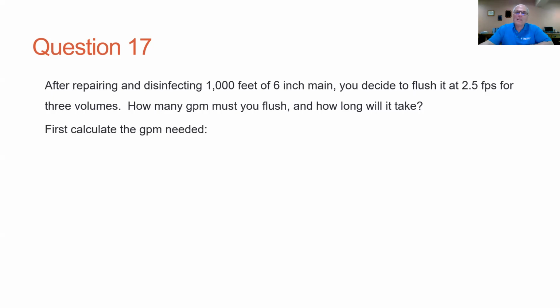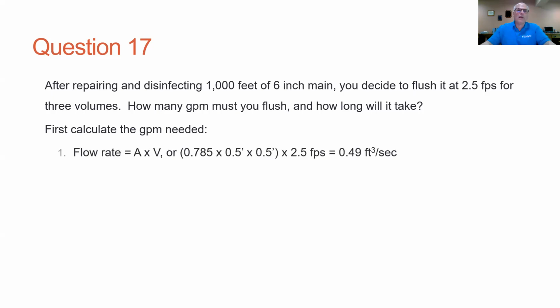First, I'm going to calculate the gallons per minute that's needed to achieve a 2.5 foot per second velocity in that 6-inch main. No matter how long it is at this point, technically you should be under 1,200 feet because you don't want to get friction involved in this. But when I'm under 1,200, I'm going to use this 2.5 foot per second velocity. For the 6-inch main, I'm going to do it this way. The flow rate equals the area times the velocity, or 0.785 times 0.5 feet, the diameter, squared, times the 2.5 foot per second velocity. That's going to equal 0.49 cubic feet per second.